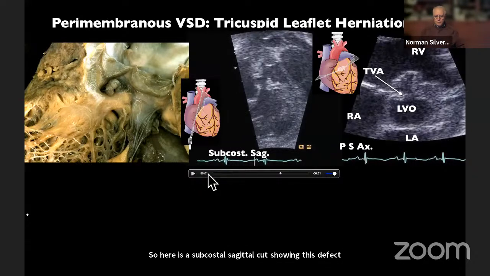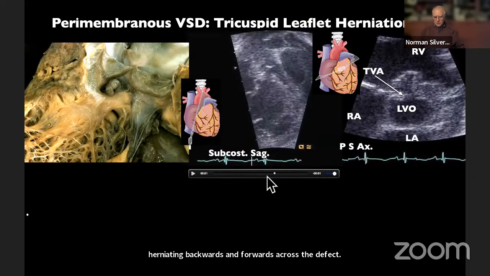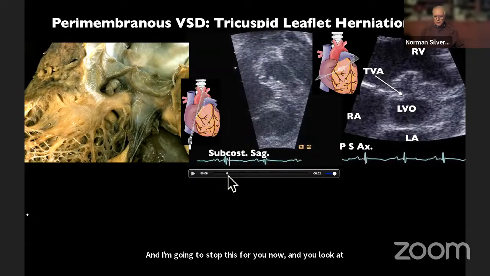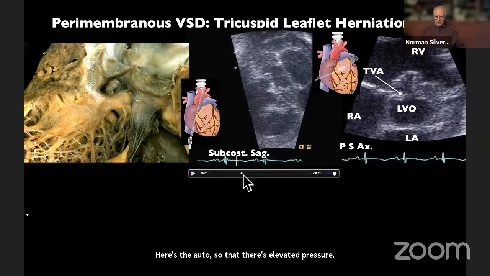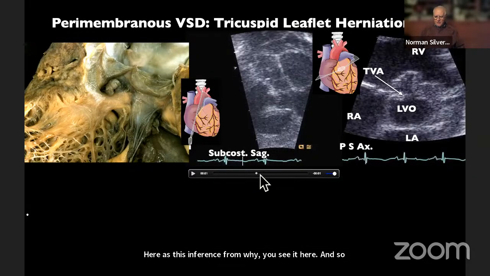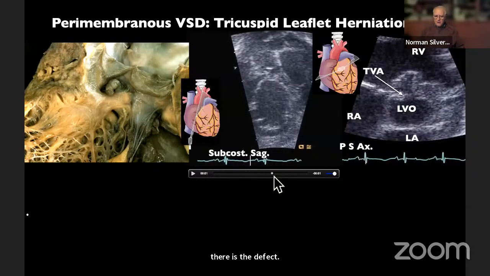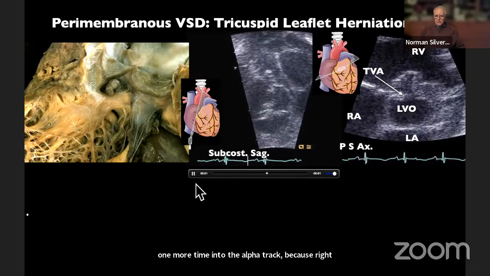And I'm going to stop this for you now. And you look at the ECG on the bottom here. There's the beginning of systole. So the defect herniates in systole into the left ventricular outflow tract, which is here. Here's the aorta. So there's elevated pressure here, as you infer from why you see it here. And so there is the defect. And now we go into diastole. And in diastole, it herniates one more time into the outflow tract because the right ventricular end diastolic pressure is elevated. And there you see the motion.